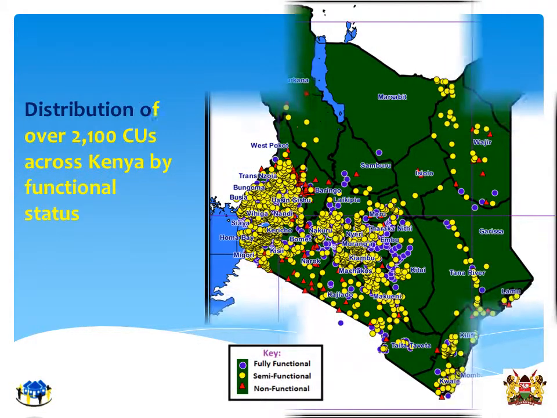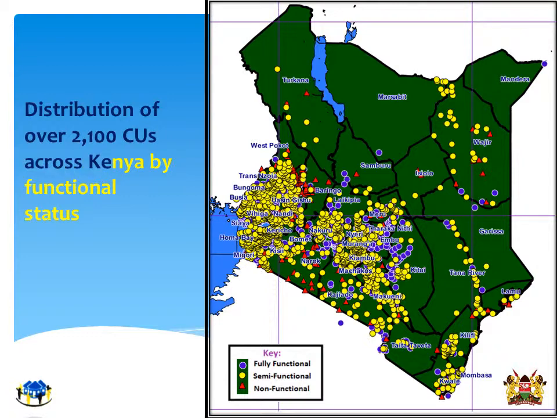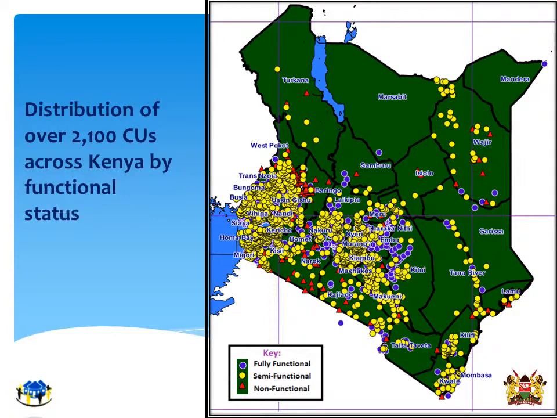We can also illustrate the distribution of the 2,100 community units across Kenya by their functional status, as shown by a blue dot representing those that are fully functional, a yellow dot for those that are semi-functional, forming the majority, and a red triangle representing those that are non-functional, expected to become functional as soon as they are provided with the appropriate support.